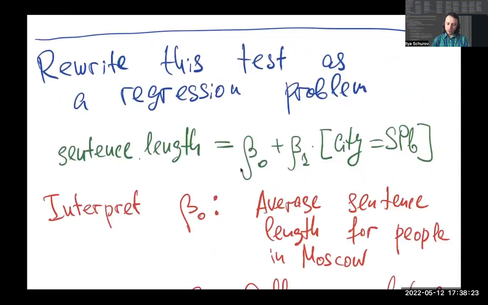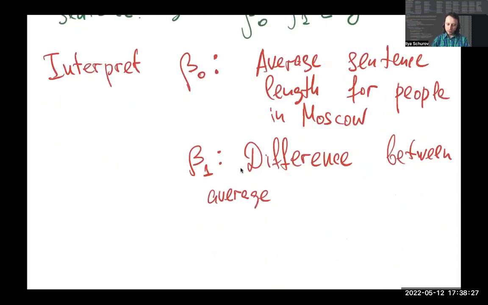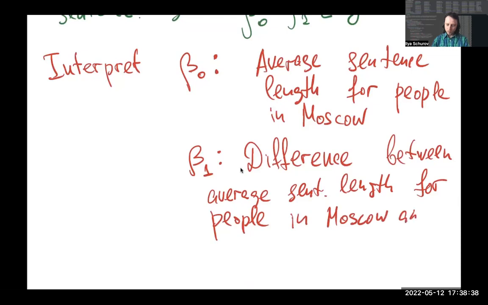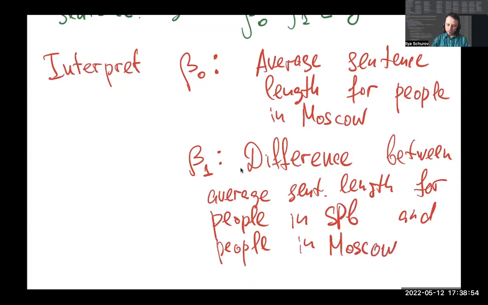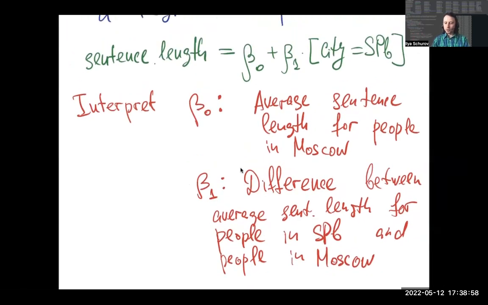This is a difference between the average sentence length for people in St. Petersburg minus people in Moscow, right? Because if a particular person lives in St. Petersburg, then for that person, the prediction of this model, the predicted sentence length, is a sum, beta naught plus beta one. So beta 1 is the difference between St. Petersburg and Moscow.